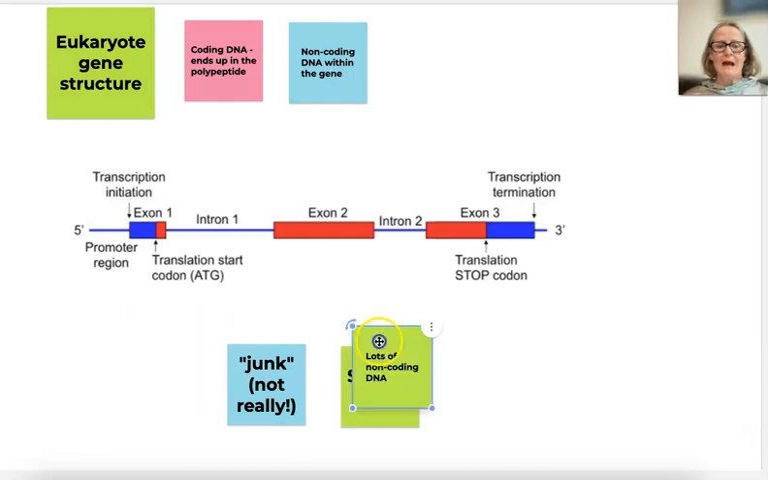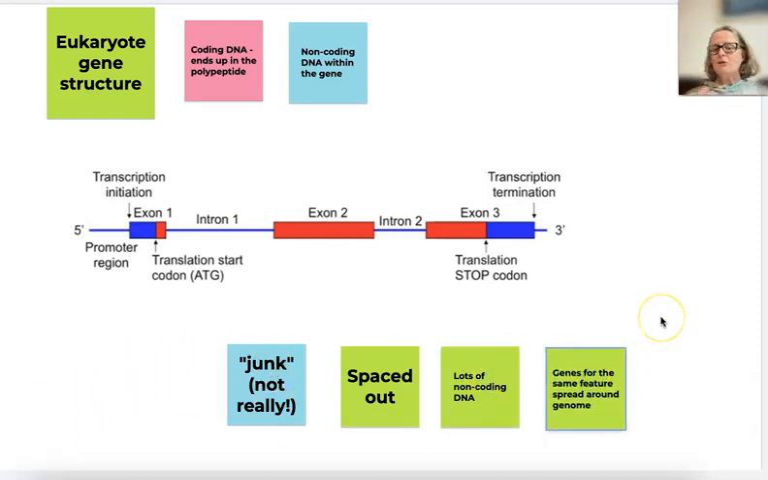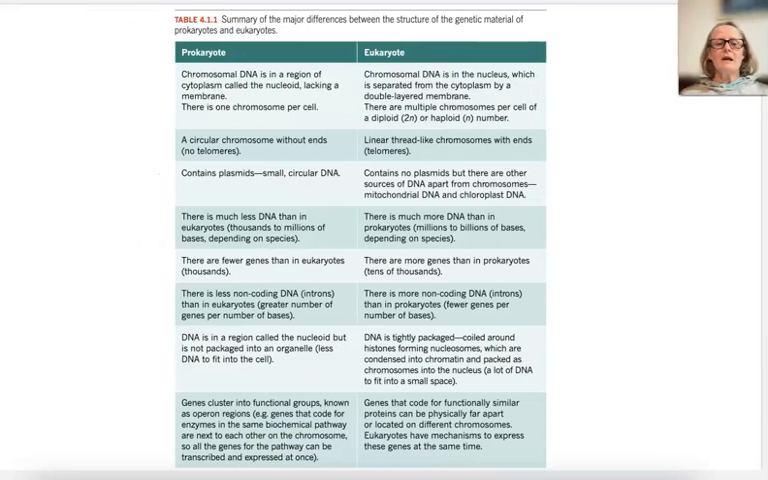You can actually have genes that are related to each other on completely different chromosomes, spaced out all around the genome, and there's lots of non-coding DNA in eukaryotic genomes. So when we are comparing prokaryotes and eukaryotes, there were lots of similarities at the beginning in terms of the actual molecules, the DNA and the RNA and the codes, but there are also quite a lot of differences.